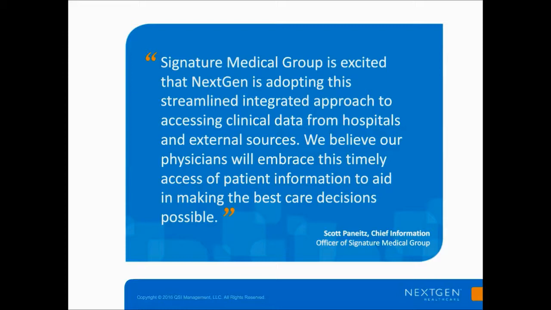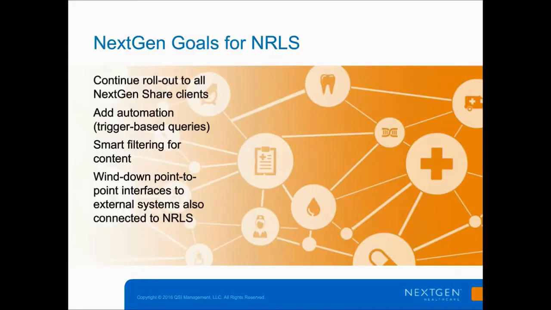Now, we have a lot of goals for NRLS in the future. We're continuing to roll it out to all NextGen customers, and we're adding automation so that users don't have to trigger the request. It can happen automatically in the background, and also provide the ability to filter the content that comes back, to show only the most relevant information that they didn't know about before. We're also looking forward to winding down a lot of those point-to-point interfaces we have with external systems, because we now have the functionality of Carequality and the NRLS.